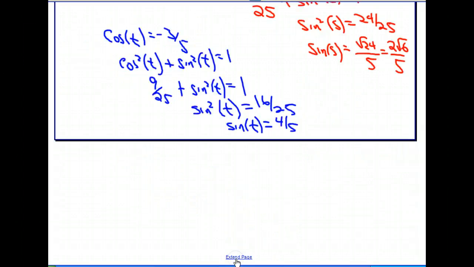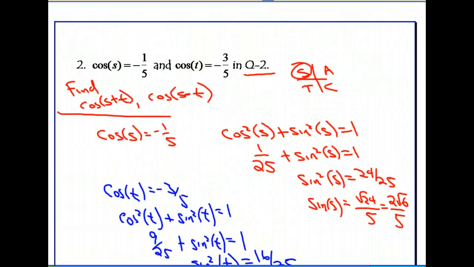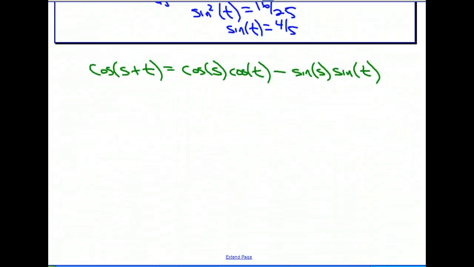All right. On to our identities. So we've got the cosine of s plus t. Once you get a hang of this, they're all kind of similar. And like I say, it's combining a previous identity, which is good practice. So it goes cosine, cosine, minus sine, sine. Notice they gave us the two cosine ones initially. So we have a negative 1/5 and a negative 3/5.